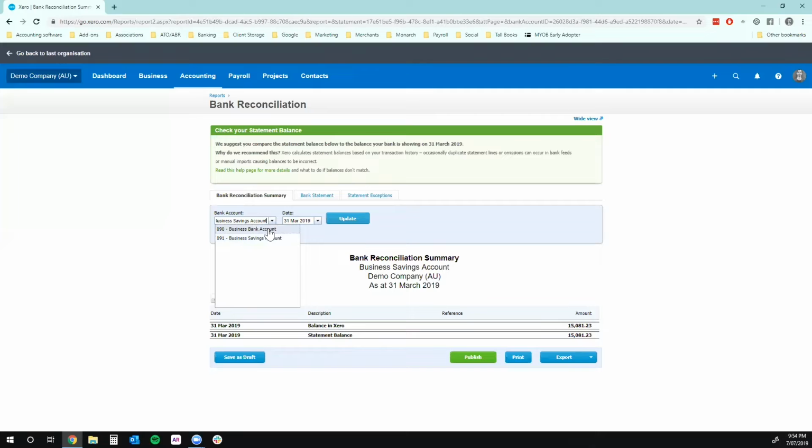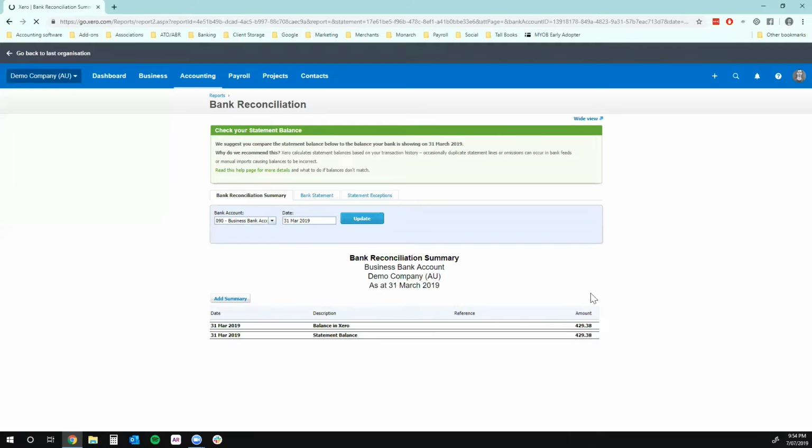I'm now going to check every other account as well. So the business bank account, I update that, it reconciles, which is great. I then check that against the bank statement balance. I'm happy with that, we're good to go. So that's the first and most important step: coding all the transactions, checking these two amounts match, and then comparing that amount to the same date on your bank statement or credit card statement.